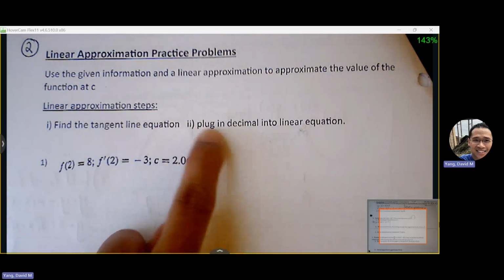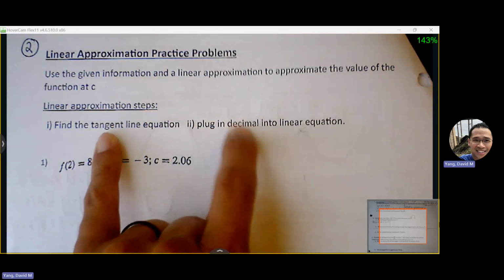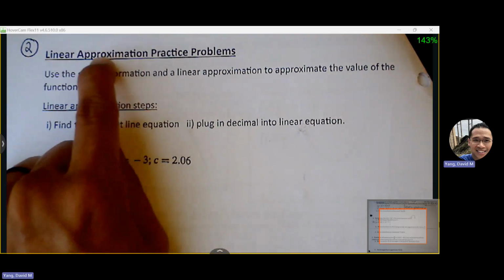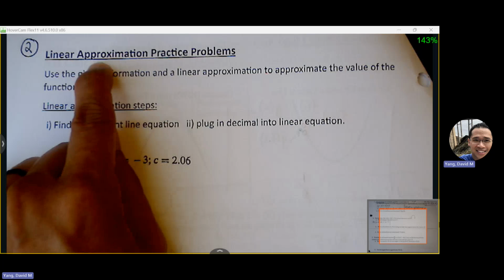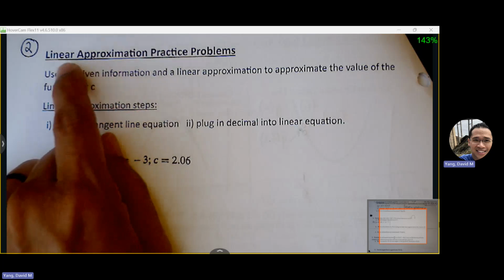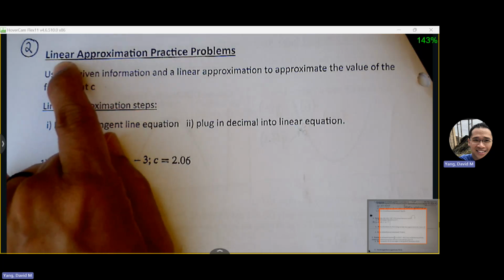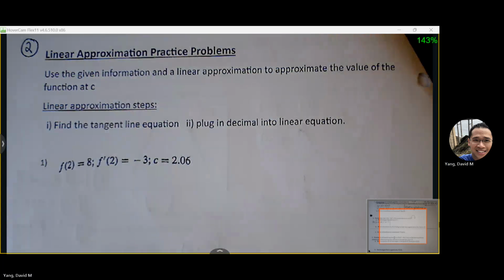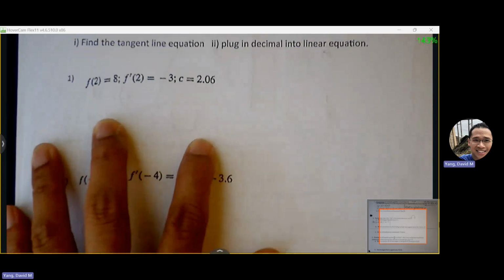So find the tangent line equation. That's the first step. Then plug in the decimal. I know linear approximation, that combination of words sounds complicated, but really you're just building the tangent line. That's the linear portion, and then the approximation is where the decimal gets inserted. And really that's all there is to it. All right, try that.